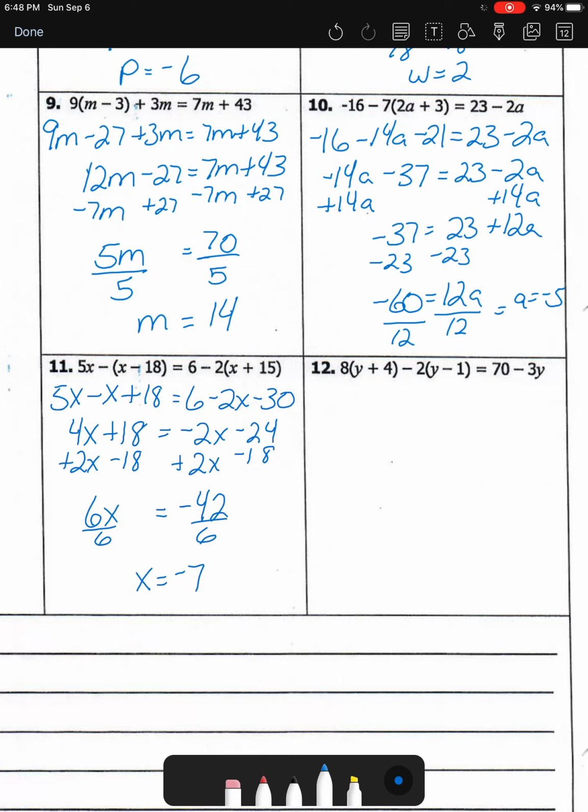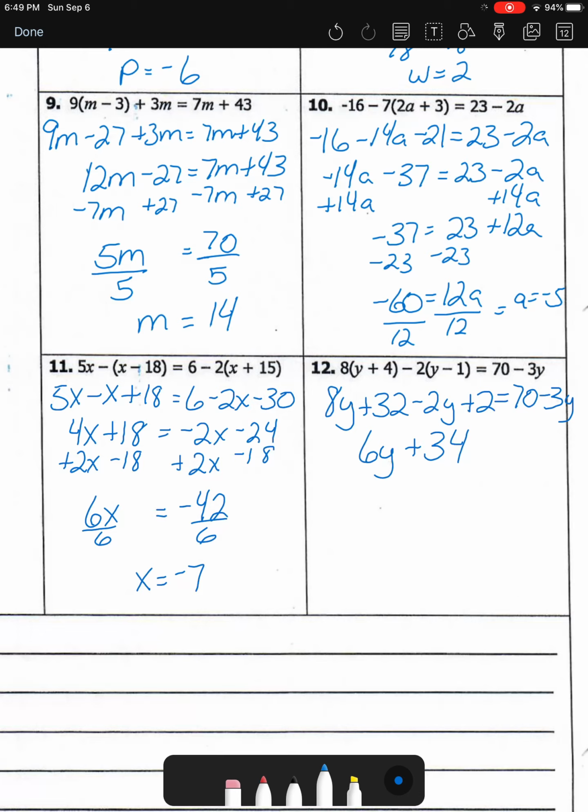And the last example here, and then we'll get into some special cases. 8y plus 32 would be the distribution. Negative 2y plus 2 would be that distribution. And then we have 70 minus 3y. So 8y minus 2y is going to give me a 6y. A 32 and a 2 is going to give me a 34.